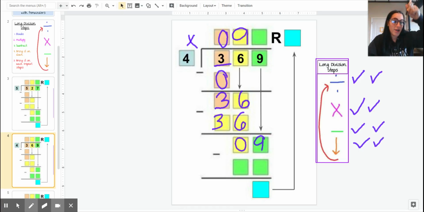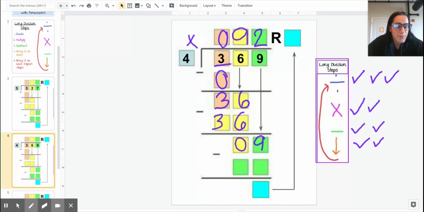So now that I've brought it on down, I need to bring it on back to the beginning, which is to divide. So now I'm dividing 9 by 4. So I'm going to ask myself, how many times can 4 go into 9 without going over? So let me count my multiples. 4, 8, 12. That's too big, so I'm going to go back. So 4 goes into 9 2 times. So I'm going to write my 2 up top. Check off that we have divided for the third time.